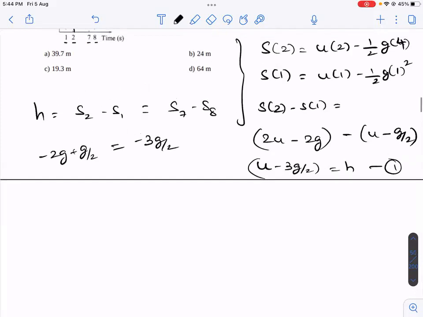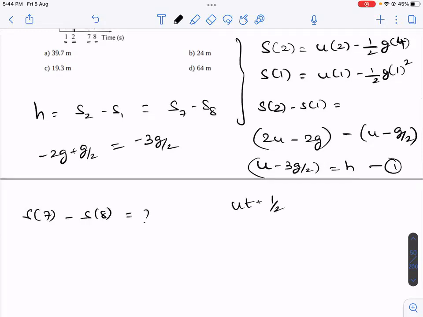Similarly, I'll give you 2 minutes. Find out the displacement of the particle in 7 seconds minus the displacement of the particle in 8 seconds, and tell me what is the value. Apply the same formula, ut plus half at square. u is u only. Time you have in the bracket. Acceleration is minus g. Do it fast. Tell me.